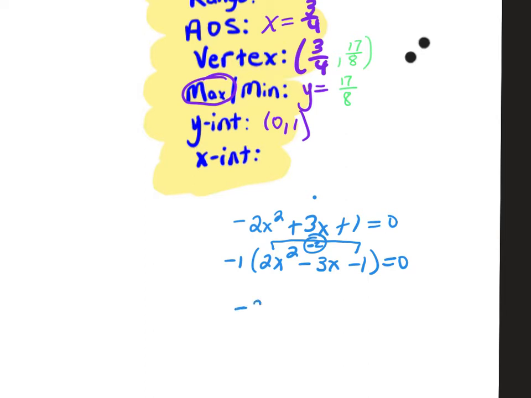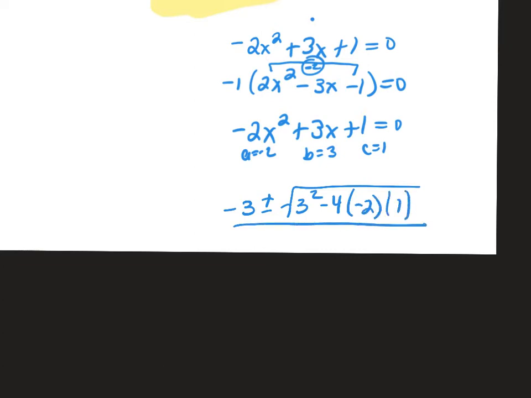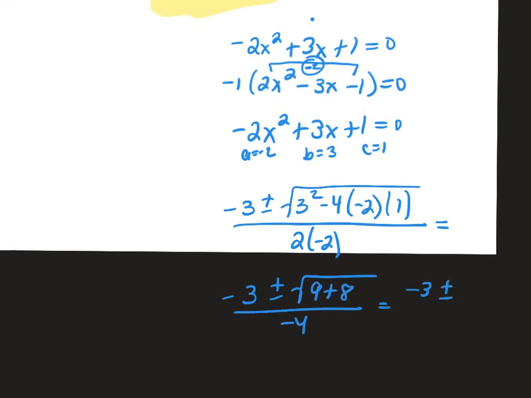So we're going to have to use our quadratic formula. Go back to your original, negative 2x squared plus 3x plus 1 equals 0. My a term is negative 2, my b term is 3, and my c term is 1. So I have negative 3 plus or minus the square root of 3 squared minus 4 times a, which is negative 2, times 1, all over 2 times a, so 2 times negative 2. That gives negative 3 plus or minus the square root of 9 plus 8 over negative 4, which is negative 3 plus or minus the square root of 17 over negative 4.